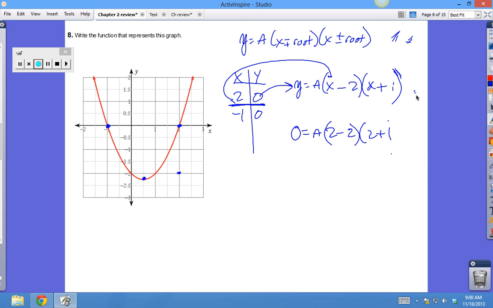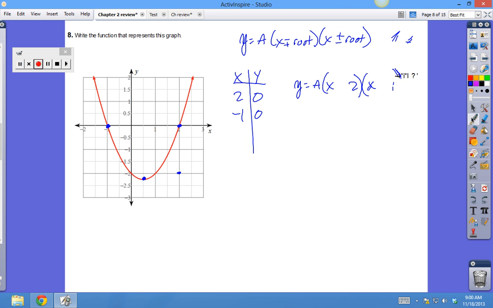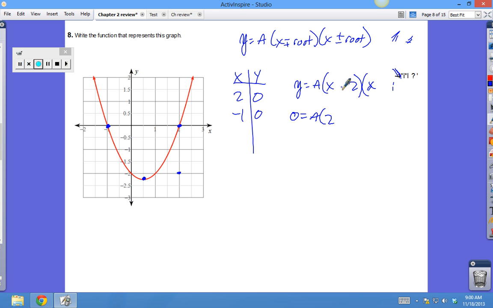Man, this board is going to drive me nuts. Okay, when I plug 2 in for x, and 0 in for y, 0 equals a times (2 minus 2) and (2 plus 1). I will get a times 0 times 3, which is equal to 0. And when I plug a negative 1 in there, I'm going to get 0 as well.